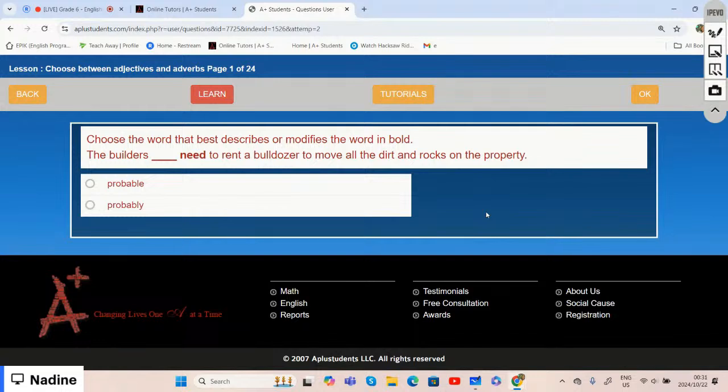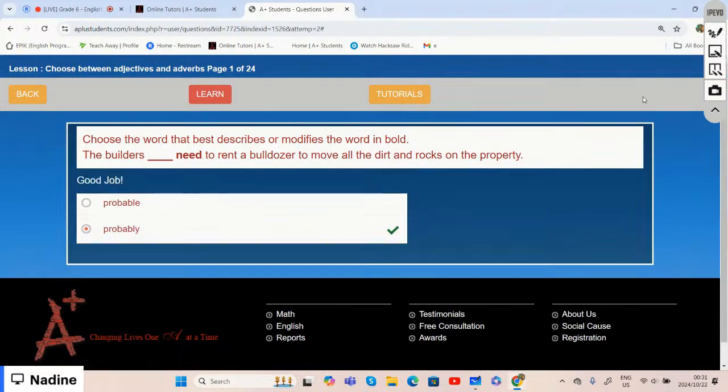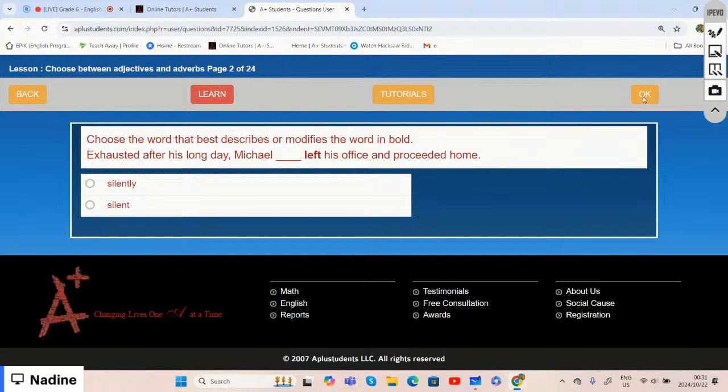All right, and if we were to select the correct option between option one, probable, and probably, then yes, we can choose option two. The builders probably need to rent a bulldozer to move all the dirt and rocks. Well done. Yes, well done. Option two is correct.